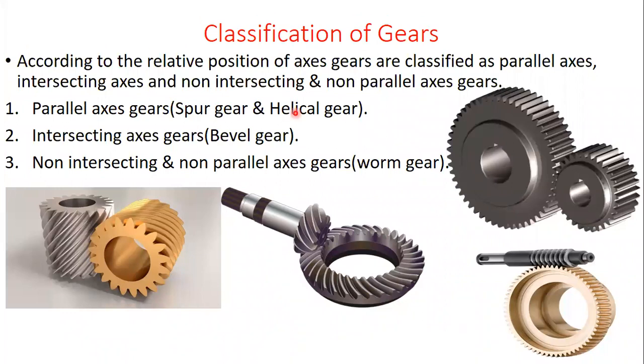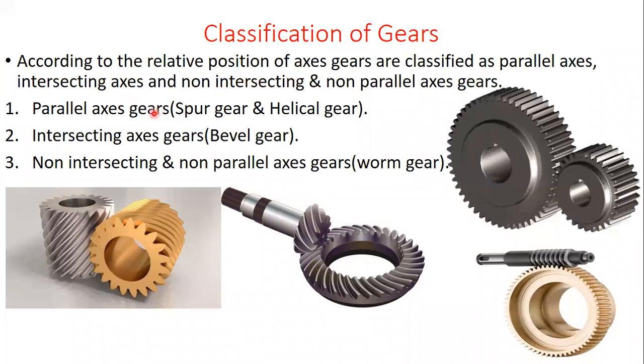First one is according to the relative position of the axis of gears. These are classified as parallel axis gear, the next one is the intersecting axis gear, and the last one is non-parallel and non-intersecting axis gear. This is according to the relative position of the axis of gears. They are classified as parallel axis gear, intersecting axis gear, and one more, which is neither parallel nor intersecting, that is non-parallel and non-intersecting axis gear.